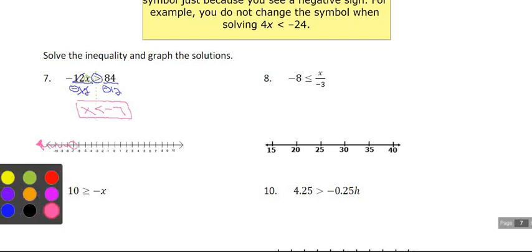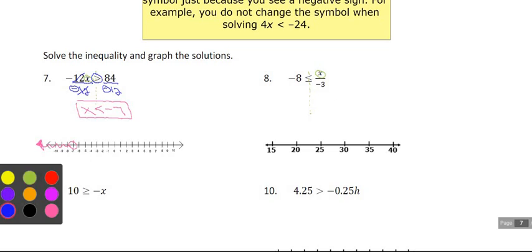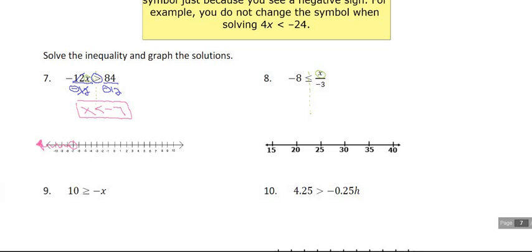Number 8. Dotted line through our inequality. Circle the variable. X is being divided by negative 3. Therefore, to undo that division, we need to multiply both sides by negative 3. And I'm going to show that using the parenthesis version of multiplication, just so it doesn't look like we're subtracting 3. Because we multiplied both sides by a negative, I'm flipping that inequality.